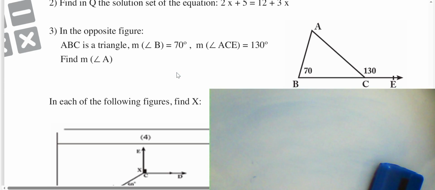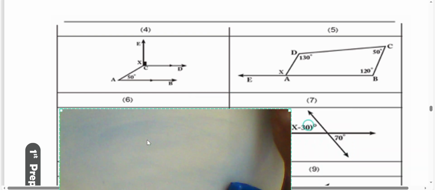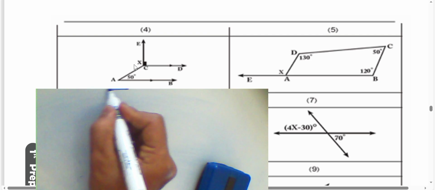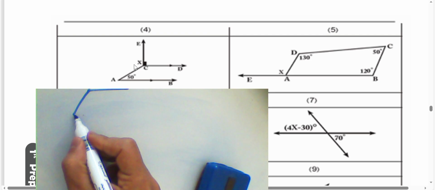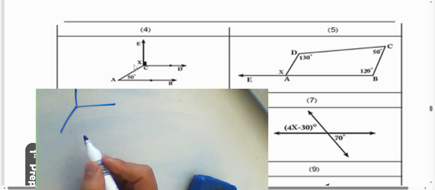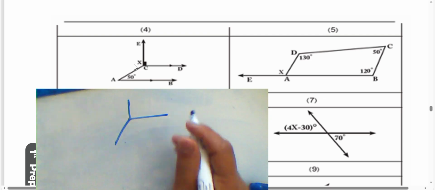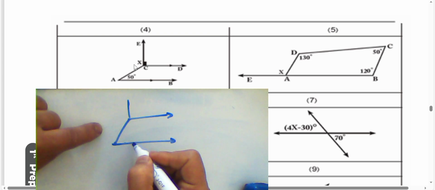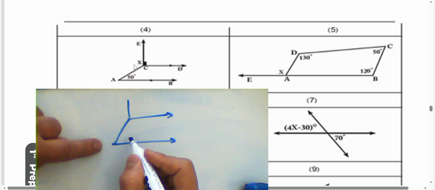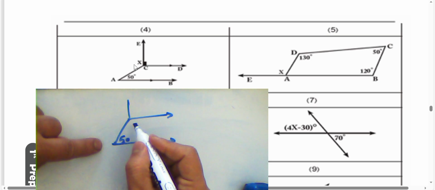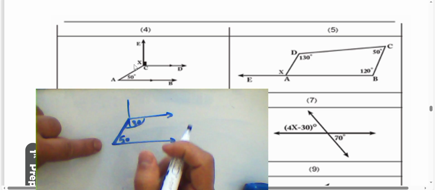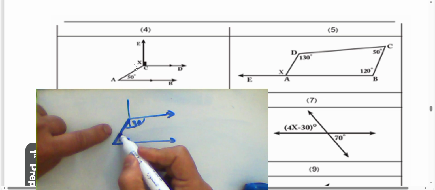Next question. In each of the following, find x. First, question number 4. We can find the measure of angle x. Look at this question. We have consecutive angles at the point C. We have two parallel straight lines. This angle was 50, then this angle will be 130. They are supplementary angles on the same side of the transversal.